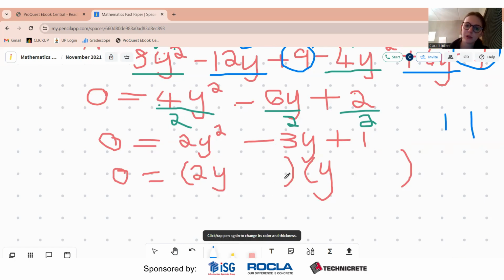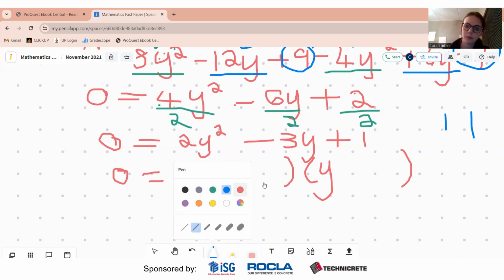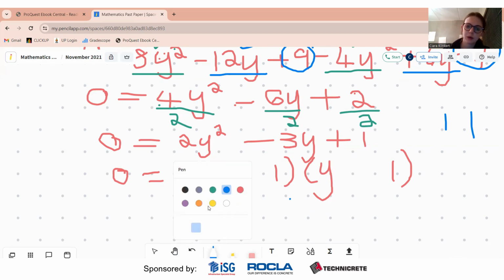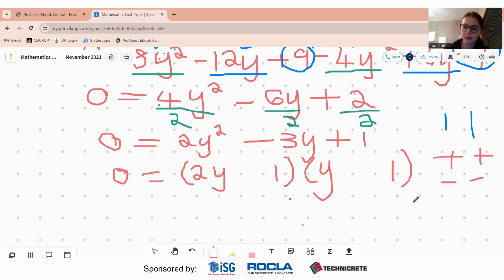so now we know that our second terms in each bracket must be 1, because these last terms will multiply with each other if we were to FOIL to give us this plus 1 at the end. Now we need to work out how we are going to get our middle term of negative 3y. Well, I've got a plus 1 over there, which means that the signs in my brackets are either plus plus or minus minus. And because I have a negative 3y in the middle, it's very clear that I must have minus minus.